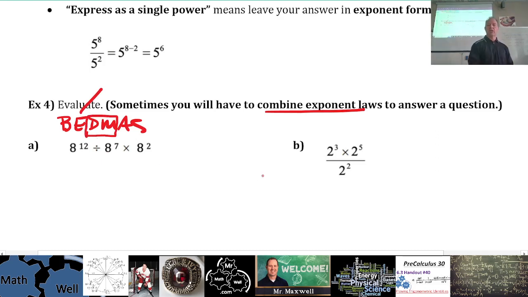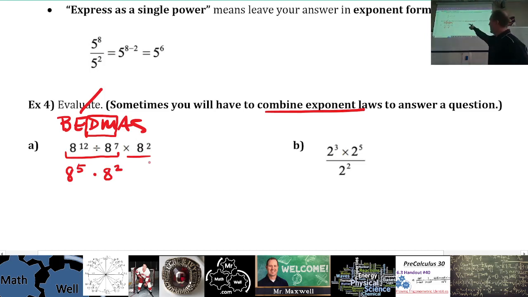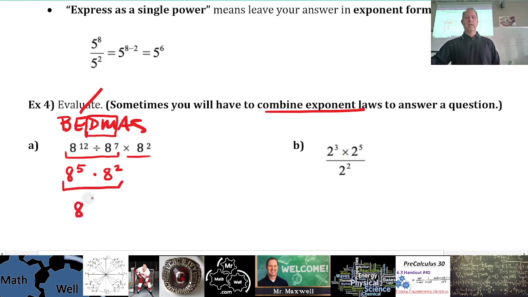So we do division, multiplication, whichever one comes first if it's a row of operations. So we're going to group the first two, and I'm going to simplify that, and then I'm going to rewrite just this last part. So what's 8 to the power of 12 divided by 8 to the power of 7? 8 to the power of 12 minus 7, which is to the power of 5. Very good. Times 8 to the 2. So we'll rewrite what we haven't touched yet. Now I do the exponent laws for multiplication, right? 8 to the, what's that going to be? Yeah, 5 plus 2, 7. Perfect.